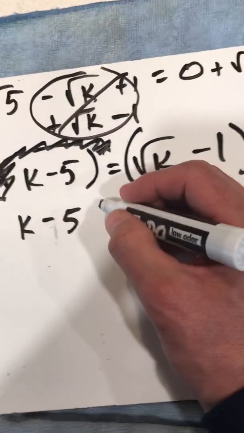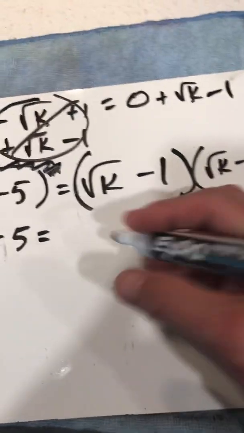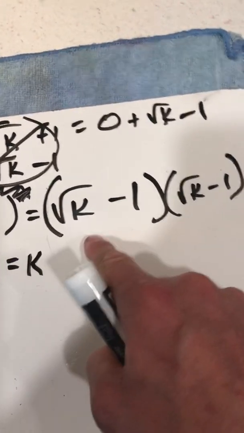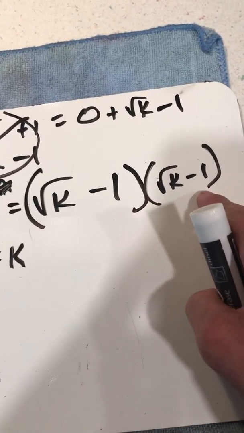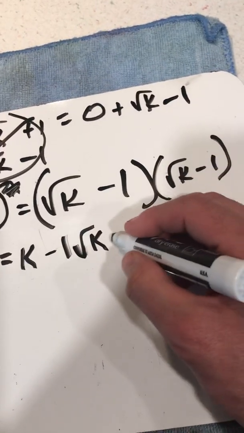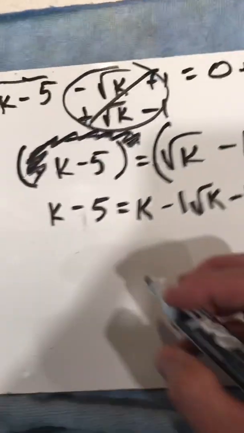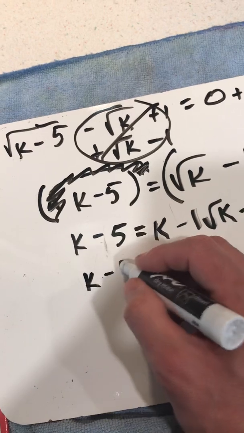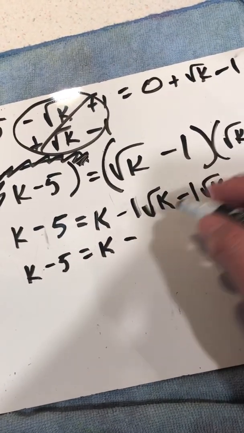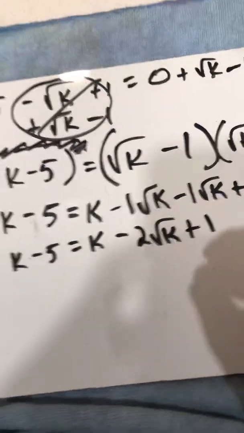Watch what happens here. Square root of k times square root of k, well, that's k, because the square roots undo each other. Square root of k times negative 1 is negative 1 square root of k. Negative 1 times square root of k is another negative 1 square root of k, and then negative 1 times negative 1 is plus 1. So right now we have k minus 5 equals k minus, these are like terms, so negative 1 of these minus 1 of these is negative 2 of these, negative 2 radical k plus 1.